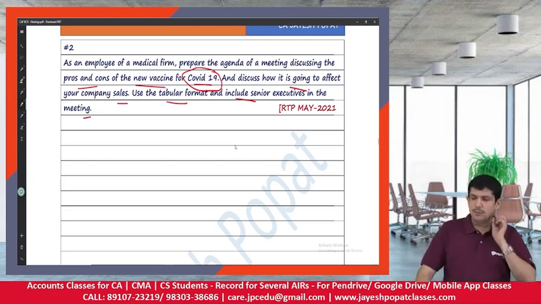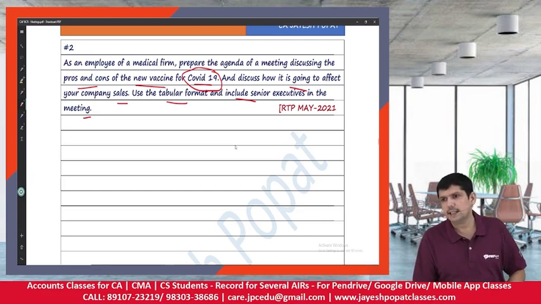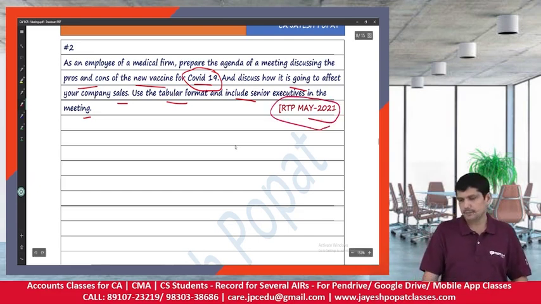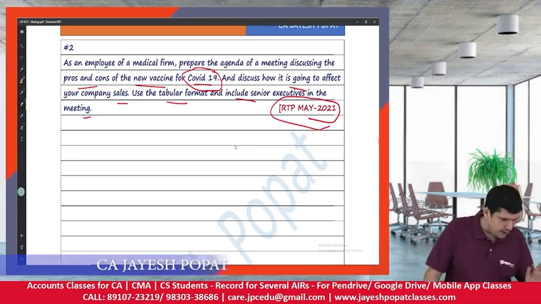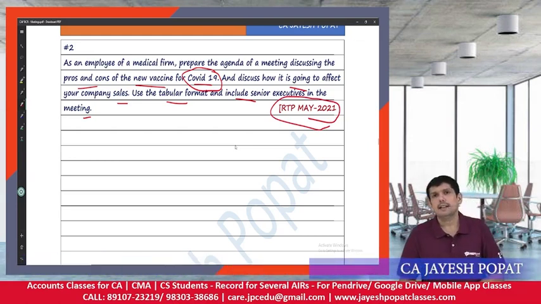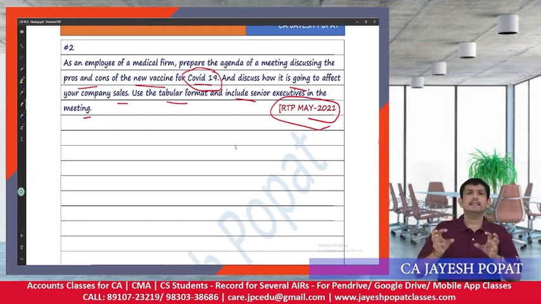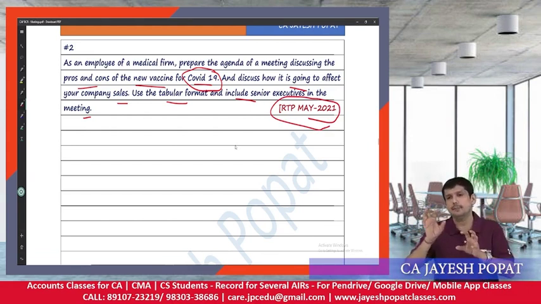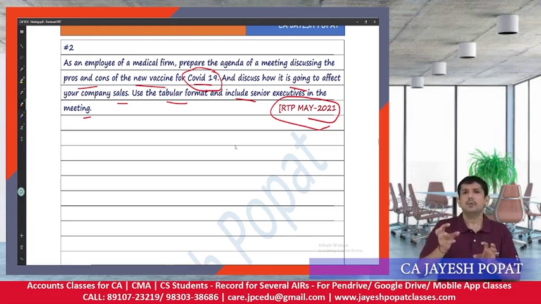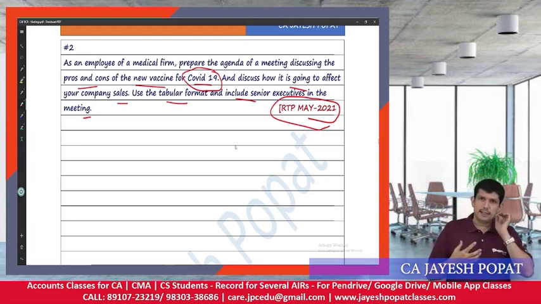So again, this is from your very recent RTP of May 21 term. Again, you need to draft this on your own, right? You think about the points, means the new vaccine is there and then how it could affect you, you are a medical firm, right? How, let's say if I am a medical firm, I'll give you an example.